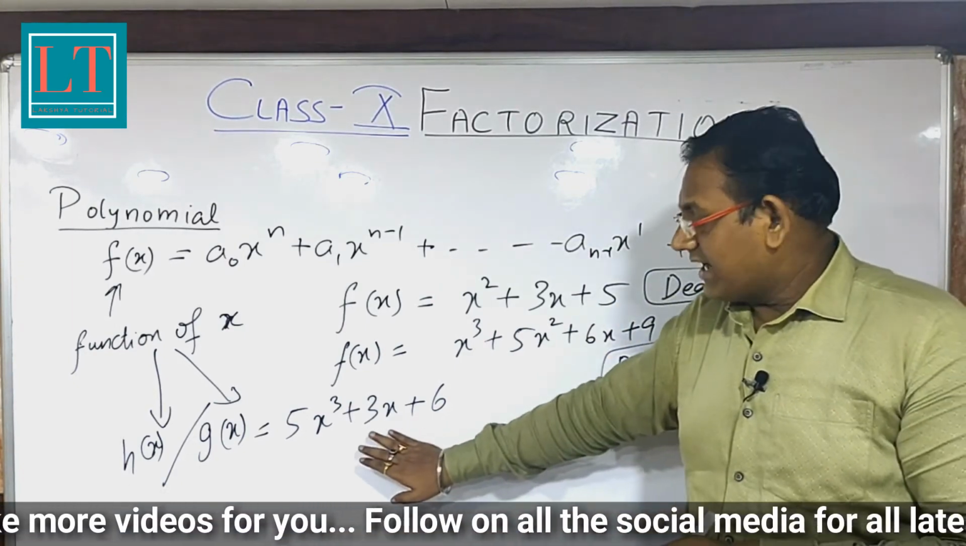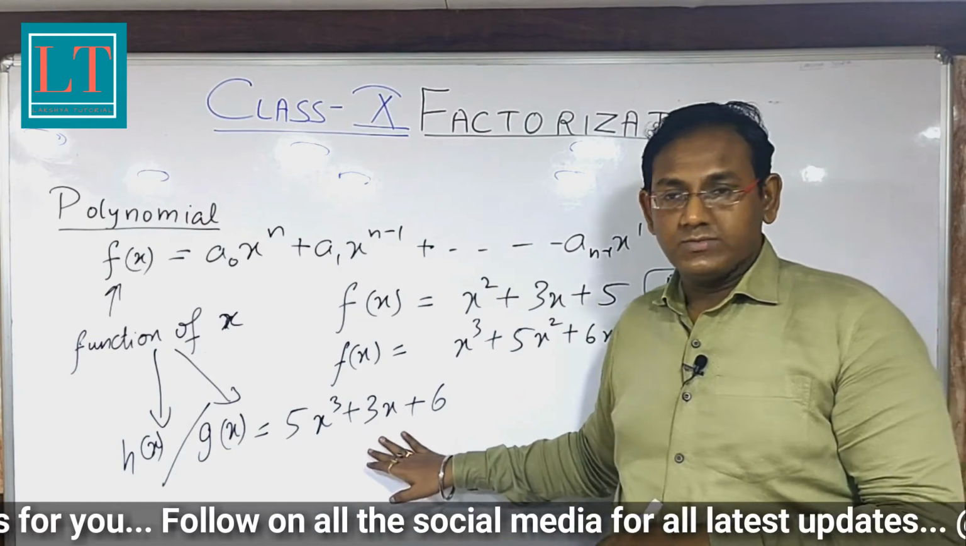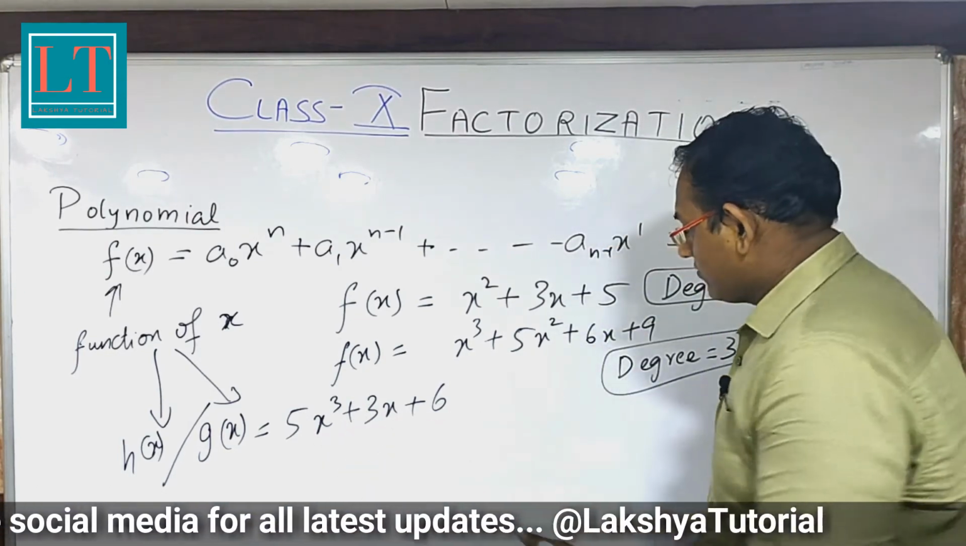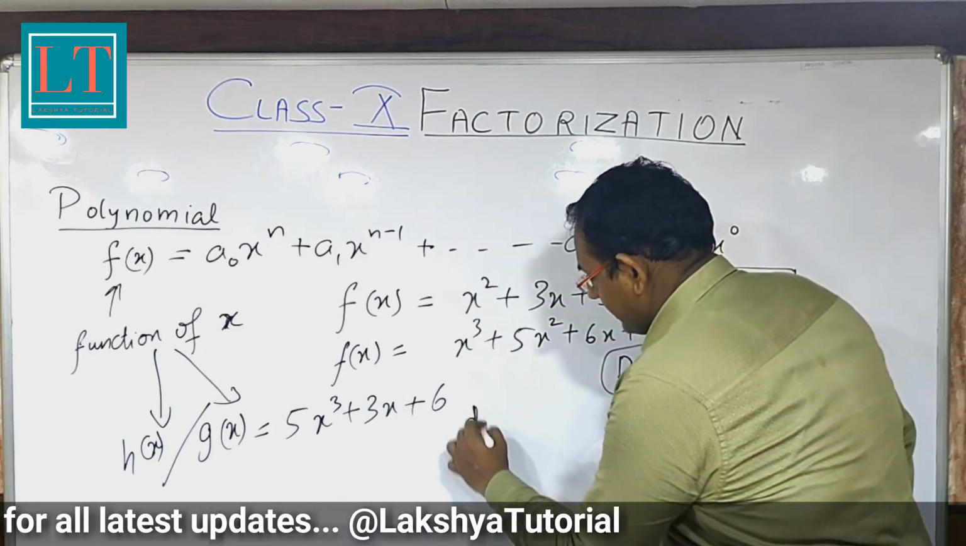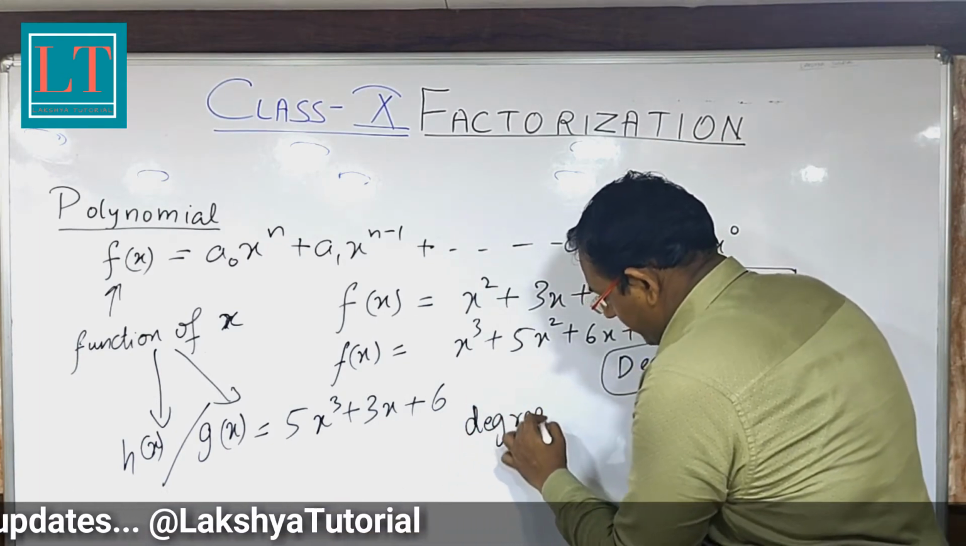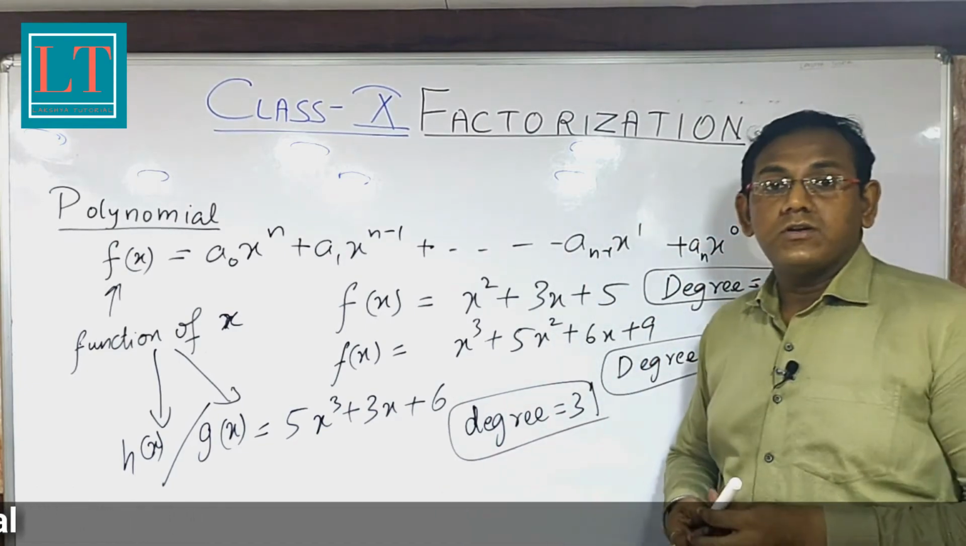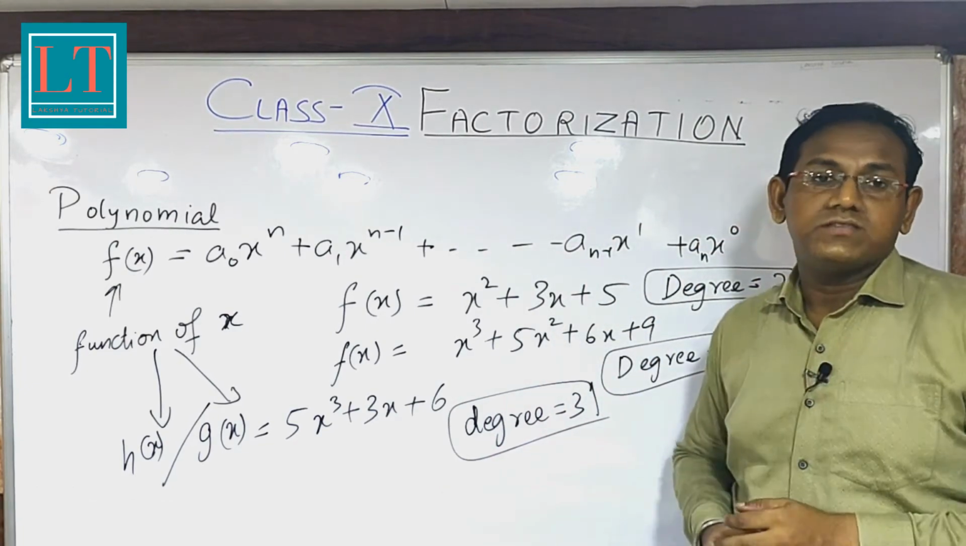Let us understand what is the degree of this polynomial. As you can see, the highest power of x is 3, so we say that the degree of the polynomial is 3. So what is basically a polynomial? A polynomial is any given expression.